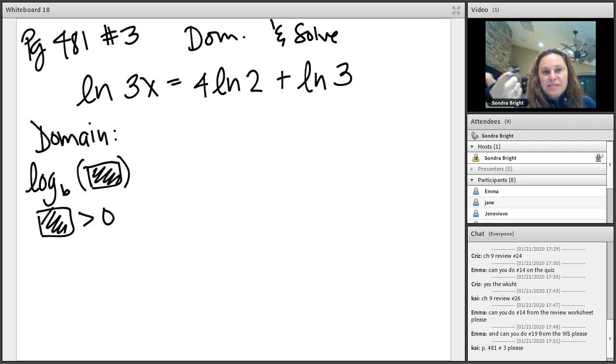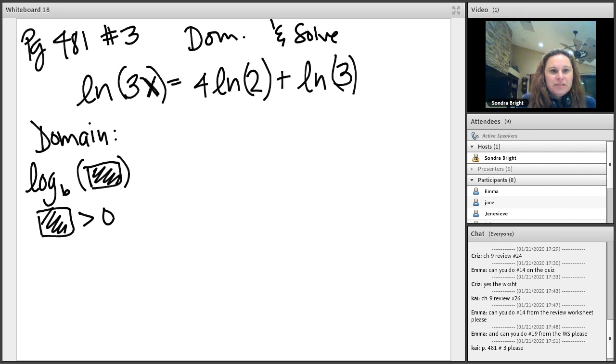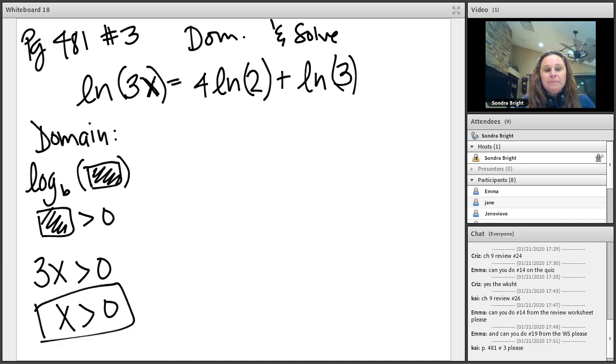Whether the base, so this is a natural log, it's log base e, doesn't matter. 3x, the part after it, must be greater than 0. The 2 must be greater than 0. Yay, it is. The 3 must be greater than 0. Yay, it is. So those two don't affect the domain whatsoever. The only thing we're worried about is what can we plug into x and it's still defined. So 3x must be greater than 0. Dividing both sides by 3, your domain is x is greater than 0. You can only plug values greater than 0 in for it to be defined.